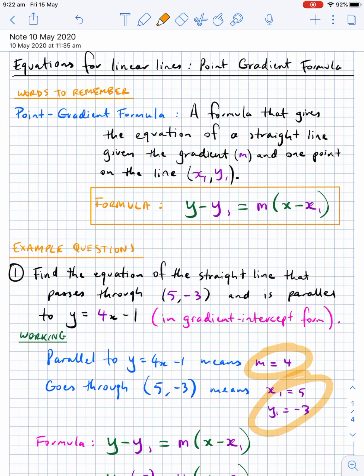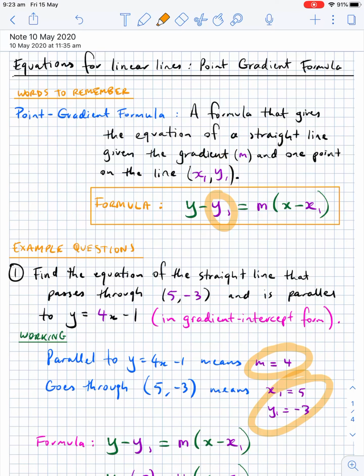So the idea is if you know the gradient and a point for your line, that is enough information to be able to figure out what the equation is. And the way that we figure the equation out is by putting our information, our m and our point, into this formula here. So our y1 has to change to this value here, our m changes to the gradient that we should know, and the x1 changes to this number right here.